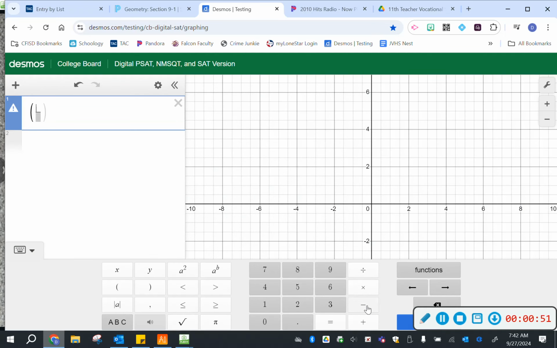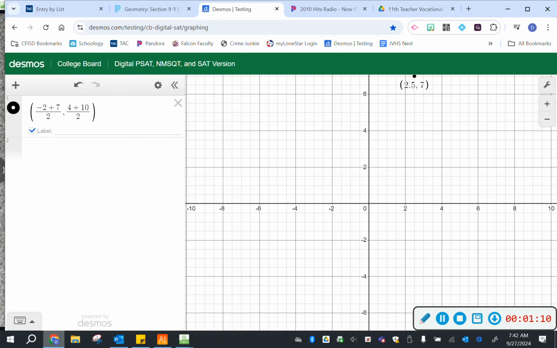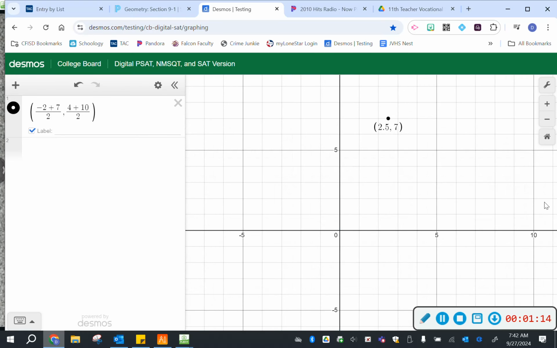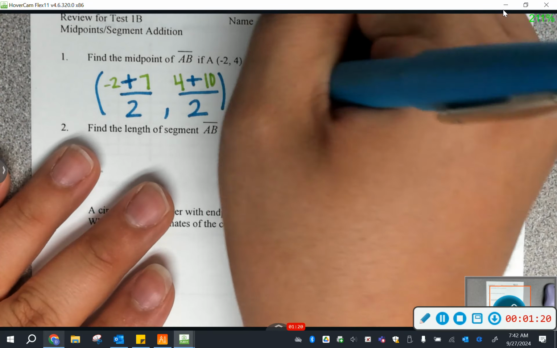So I'm going to do -2 plus 7 divided by 2. Arrow over and hit the comma. Then I'm going to divide again. 4 plus 10 divided by 2. And you can either click label. Oh, look, we can't even see it. You might have to zoom out. If you don't see it, definitely zoom out. And what is my answer? 2.5, comma 7.